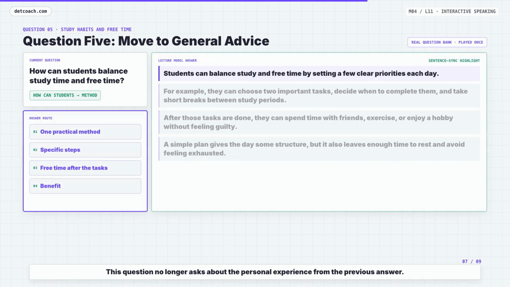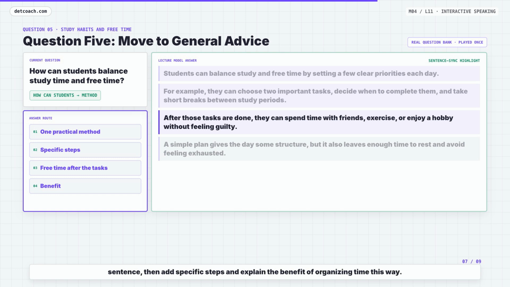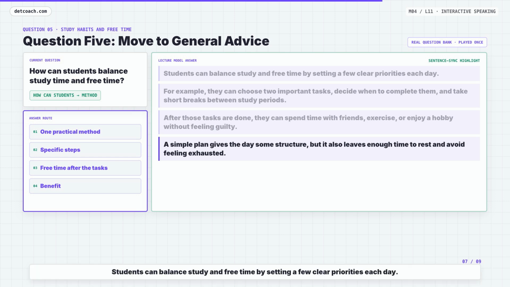This question no longer asks about the personal experience from the previous answer. It asks you to suggest a method for students. Give one practical action in the first sentence, then add specific steps and explain the benefit of organizing time this way. Students can balance study and free time by setting a few clear priorities each day.